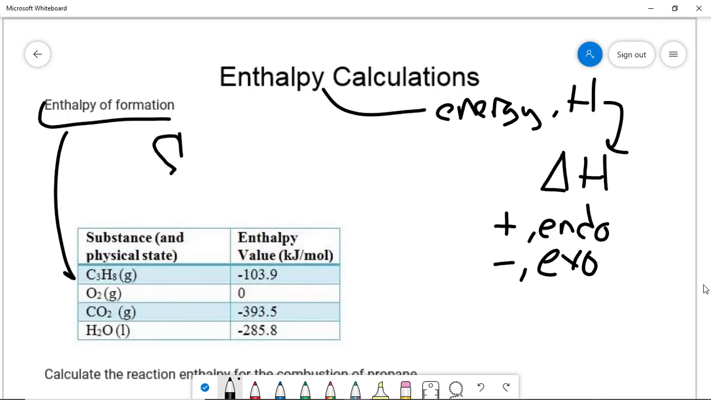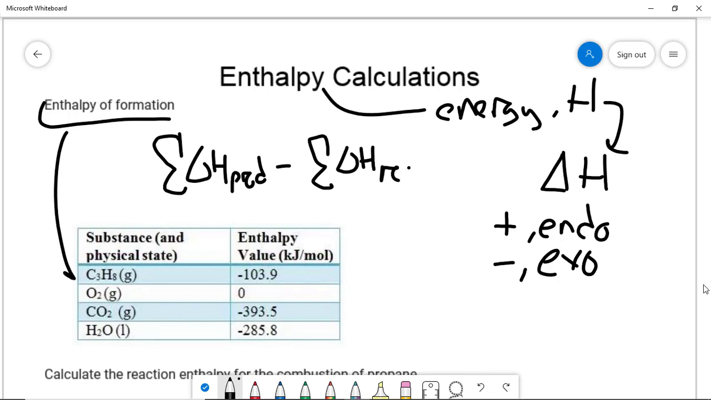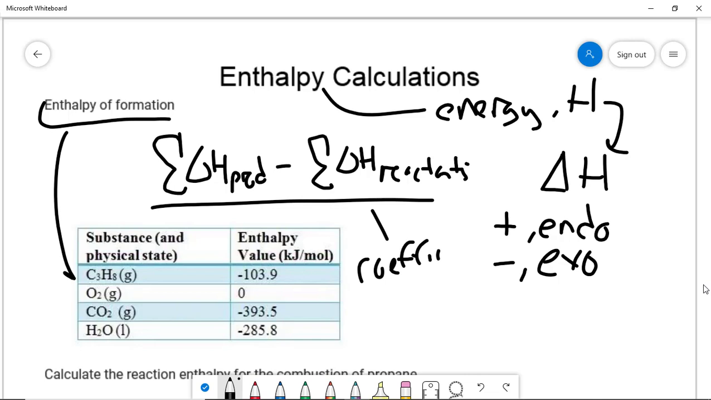The formula for this is the sum of the delta H of your products minus the sum of the delta H of your reactants. Things we do need to keep in mind are the coefficients of our equation, because we will have to multiply those in order to get the correct enthalpies.